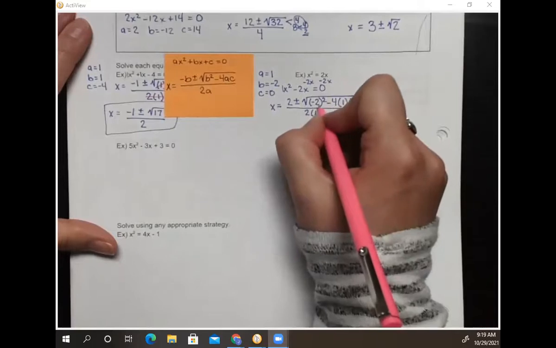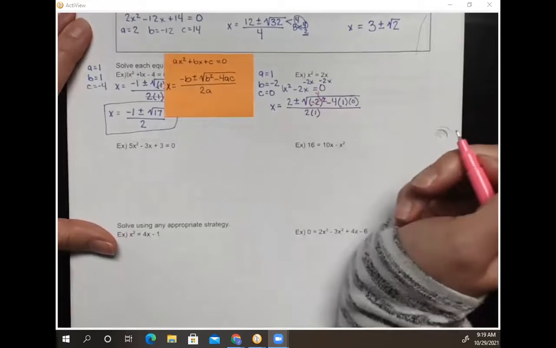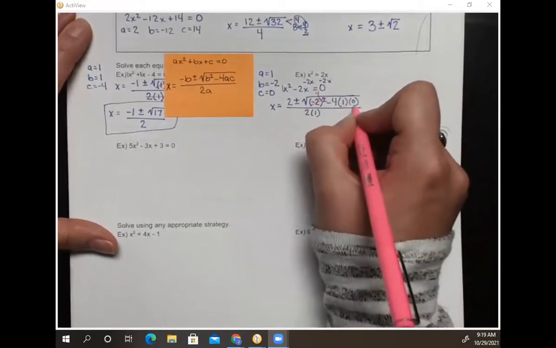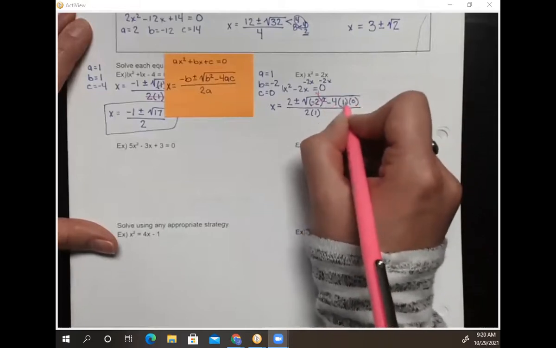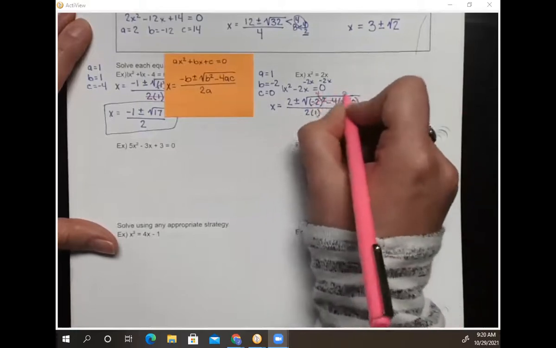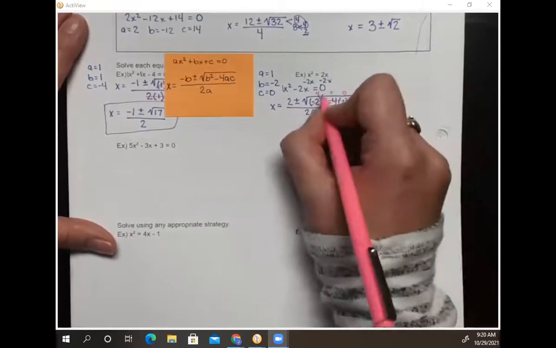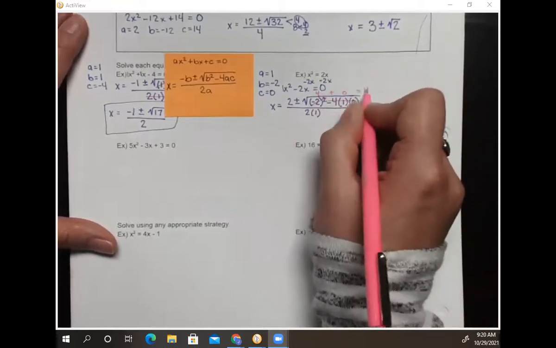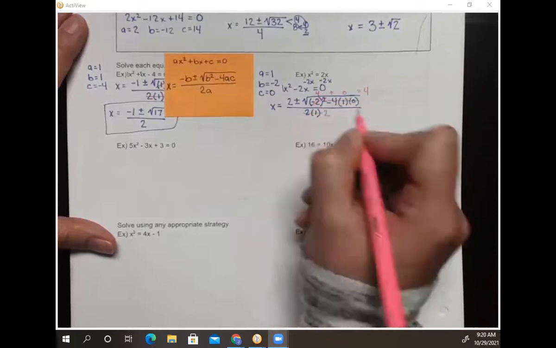So under my root, -2 squared would be 4. Right? -2 times -2 is 4. And then I have -4 times 1 times 0. Well, all of this would just be 0 because anything times 0 is 0. So this is all just 0. So I have 4, you can think of it as +0 or -0. It doesn't matter because it's 0. 4 plus 0 or -0 would just be 4. So under my root, all that's left over is 4. And then on the bottom, 2 times 1 is 2.